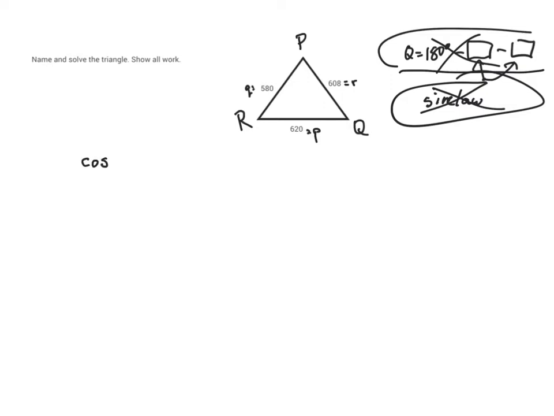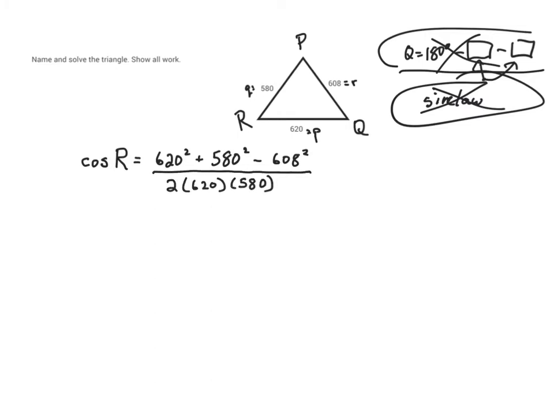The cos of, let's say capital R we'll go for, is equal to p squared, 620 squared, plus q squared, 580 squared, minus little r squared, 608 squared. Notice the one that I'm subtracting is also the opposite to the angle that I'm using. That's the one that kind of sets itself apart. It's because it's opposite to the angle that I'm trying to find. This is going to be divided by 2 times 620 times 580.